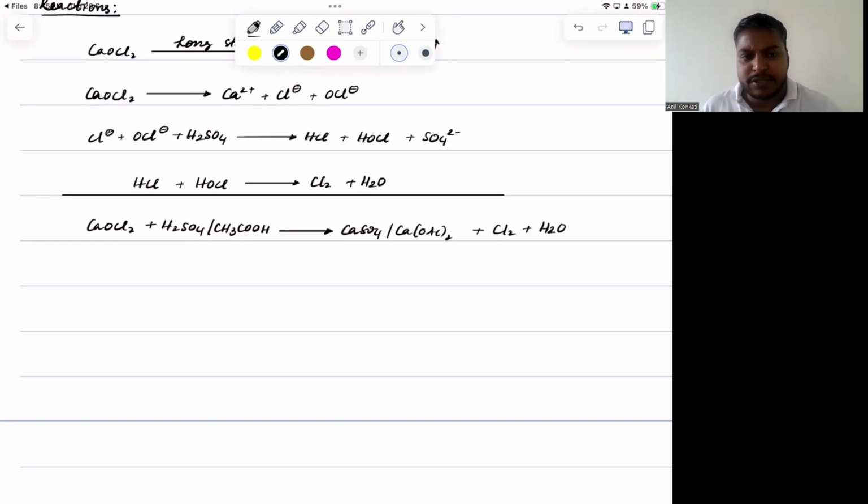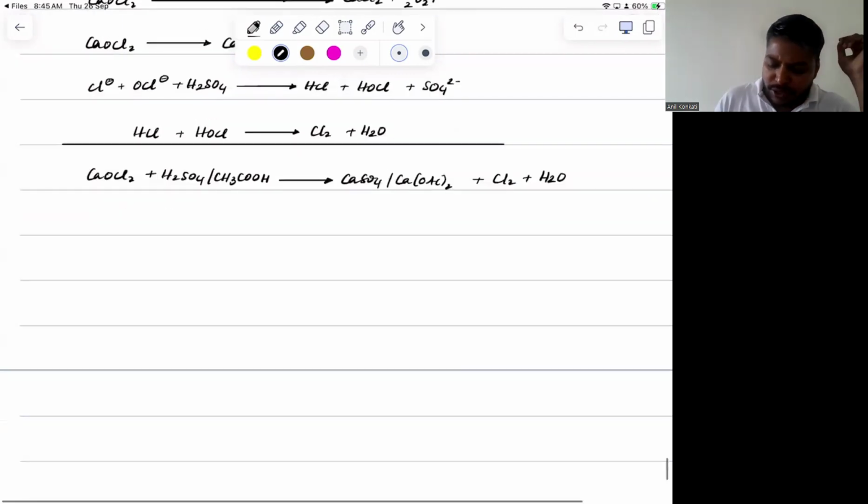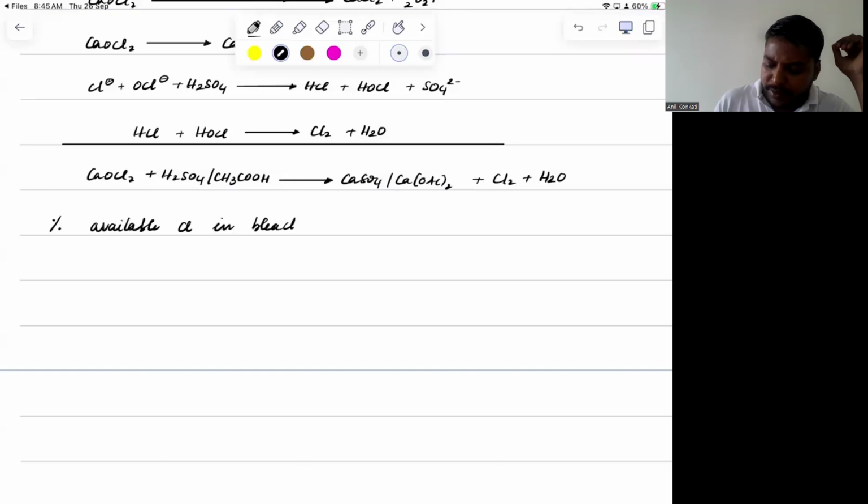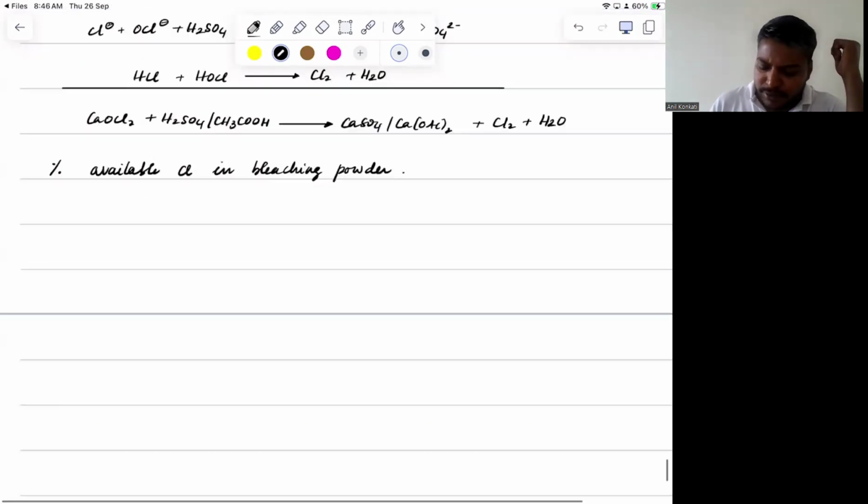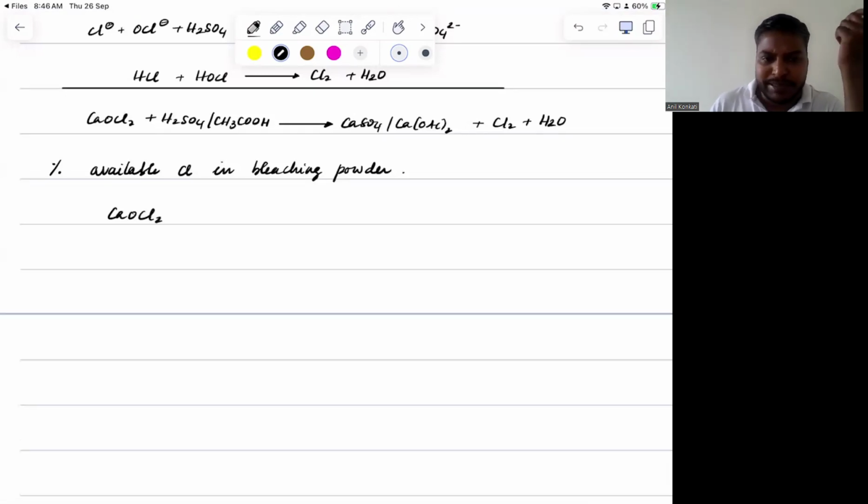Basically, this is helping us to understand how much amount of chlorine is present in it. This is called percentage available chlorine in bleaching powder. So how much percentage is available in the bleaching powder? Okay. So in short, for identifying the bleaching powder, this is the method we use.